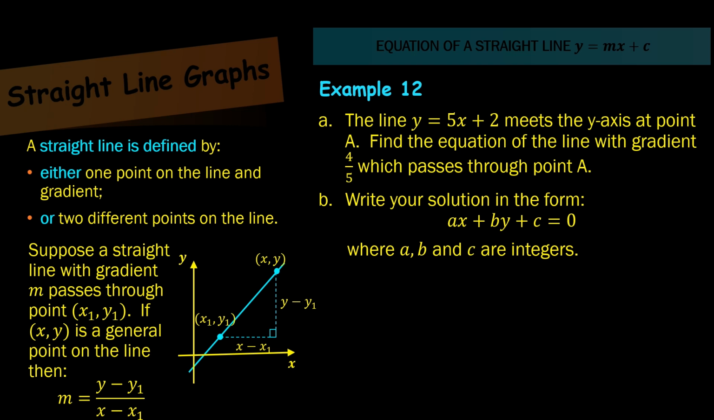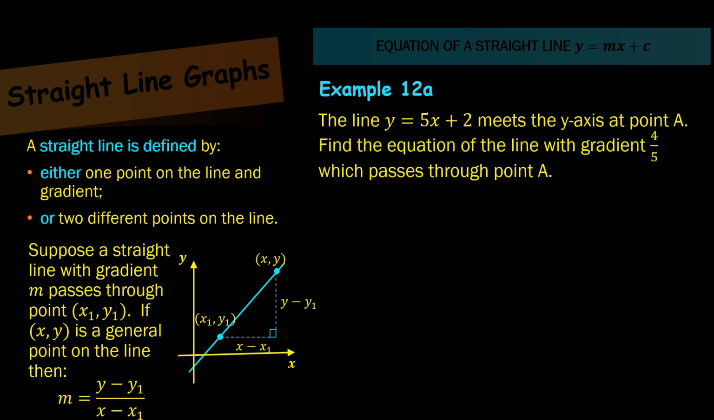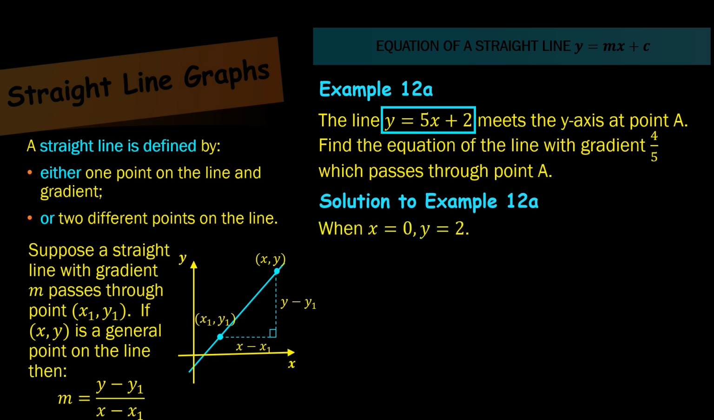So let's take a look at part A first. The line y equals 5x plus 2 meets the y-axis at point A. Find the equation of the line with gradient 4 over 5, which passes through point A. So let's solve this. When x equals 0, y equals 2. We can find this by plugging x equals 0 into the highlighted equation. Therefore, the point A is equal to (0, 2).